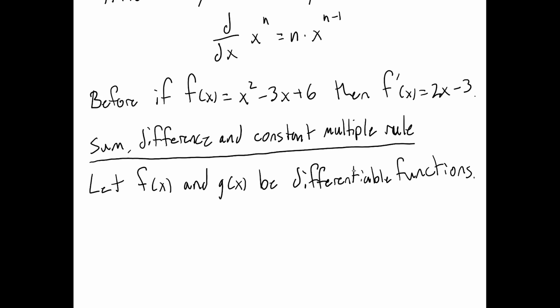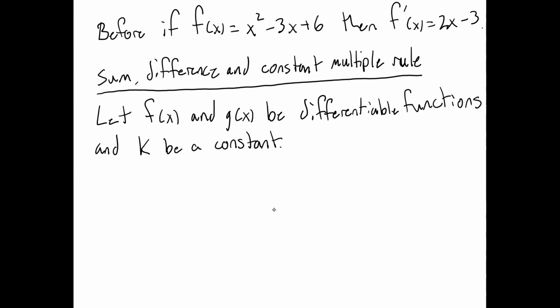And k be a constant. So we have f and g are differentiable functions and k is some constant. It doesn't mean it's an integer, it doesn't mean it's positive, it doesn't mean negative, that doesn't matter. It's just a constant value. So then with these in place, all of the following hold true. So say the sum rule.